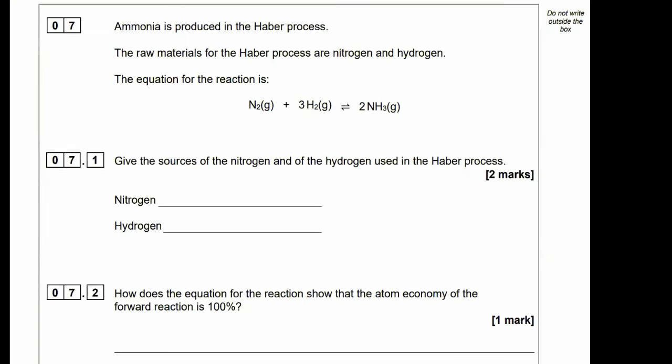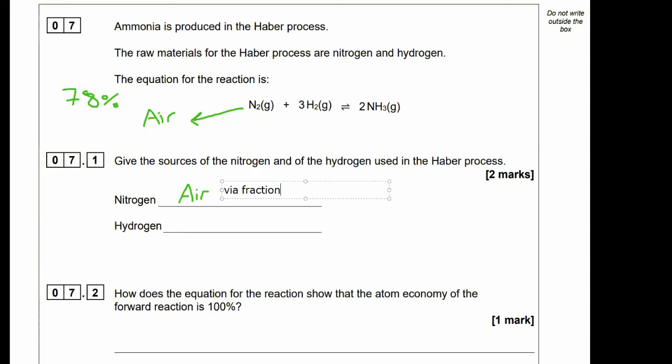Now we're on to ammonia, question 7. Ammonia is produced in the Haber process. The raw materials for the Haber process are nitrogen and hydrogen. The equation for the reaction is N2 gas plus 3H2 gas, reversible symbol, goes to two ammonia molecules. Give the sources, that means where did we get the nitrogen and the hydrogen that's used in this process? Well, there's only one place to find a huge source of nitrogen, and that is the air. 78% of our atmosphere is made up of nitrogen. So we do a process called fractional distillation, and we can get nitrogen out of the air.